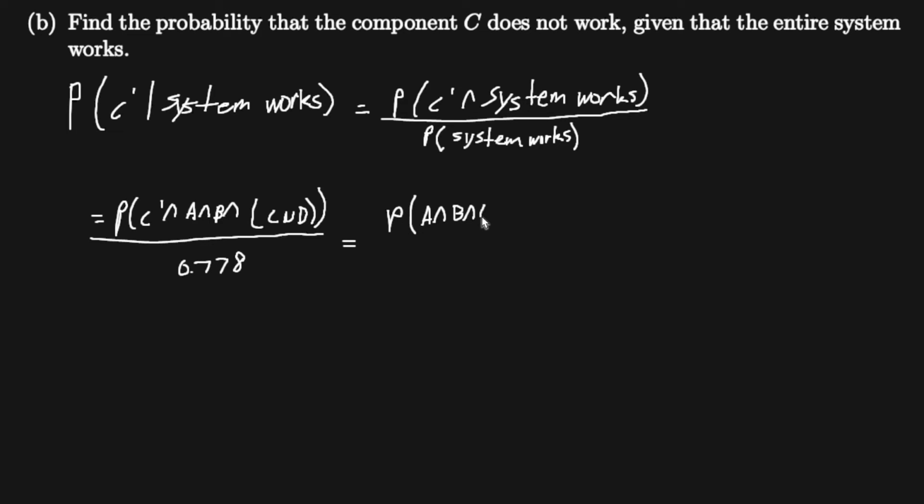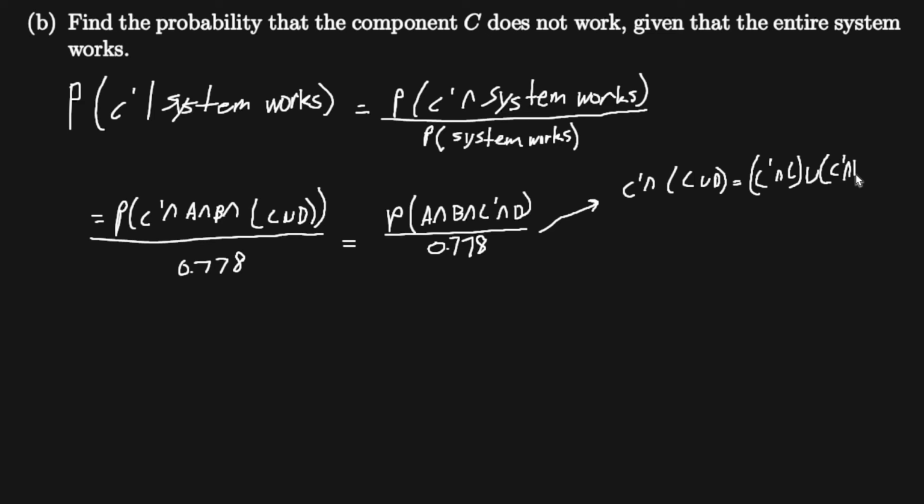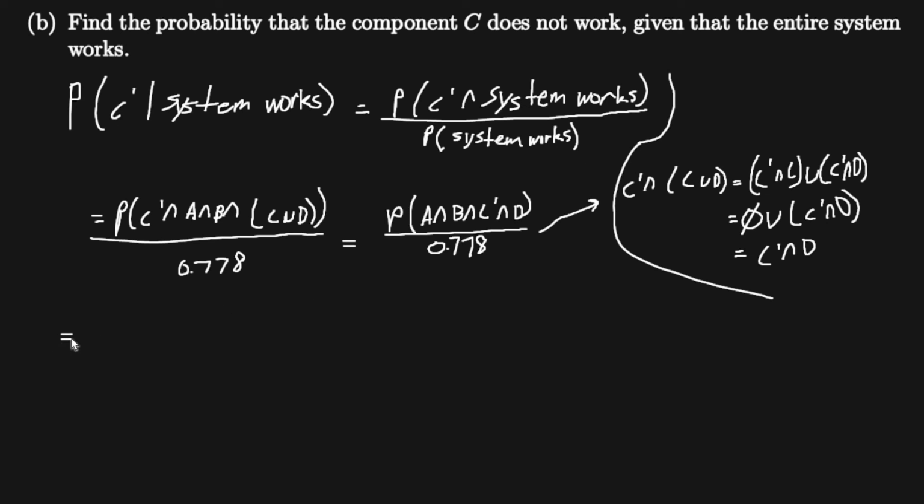Now we can continue on and write this as the probability of A and B and C complement and D. Now, the way I got the numerator is we can have this because C complement and C or D equals C complement and C, or C complement and D, which is equal to, you can't have C complement and C in the same event, so that's just the empty set, or C complement and D, so we're just left with C complement and D. Just a side note, that's how we got the numerator.